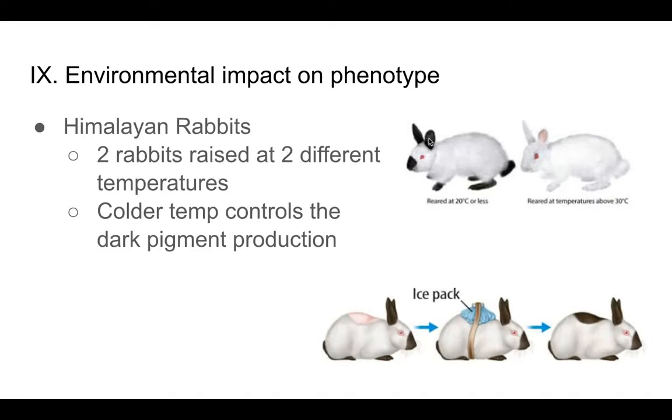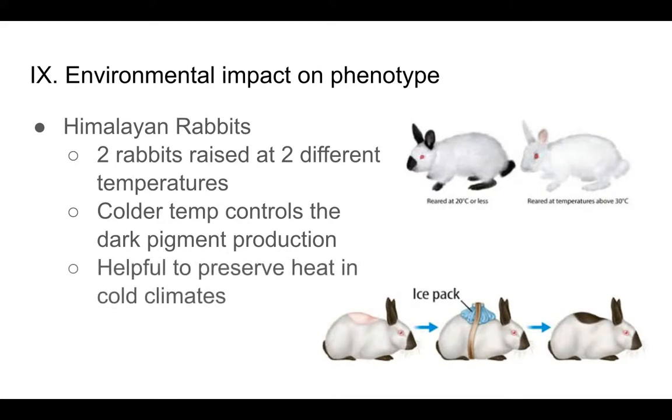And so the reason that these extremities developed a black pigment is really to soak up and retain as much heat as possible in that cold environment. It was not quite an issue over here because this Himalayan rabbit was not in quite that cold of an environment, didn't have to worry about losing heat through extremities, and so didn't need that black pigment. Now, here is that dark pigment is helpful to preserve heat in the cold climates.